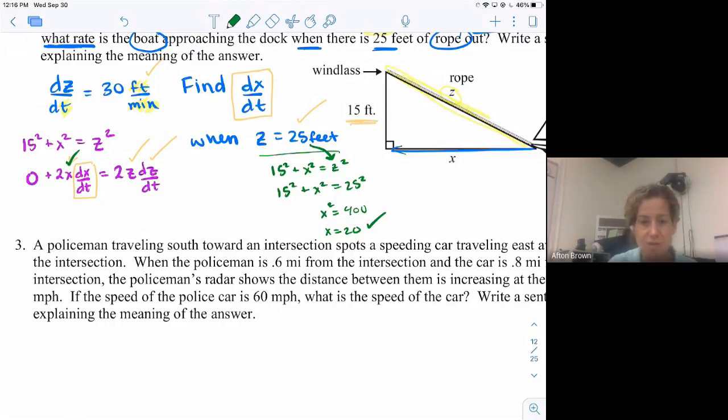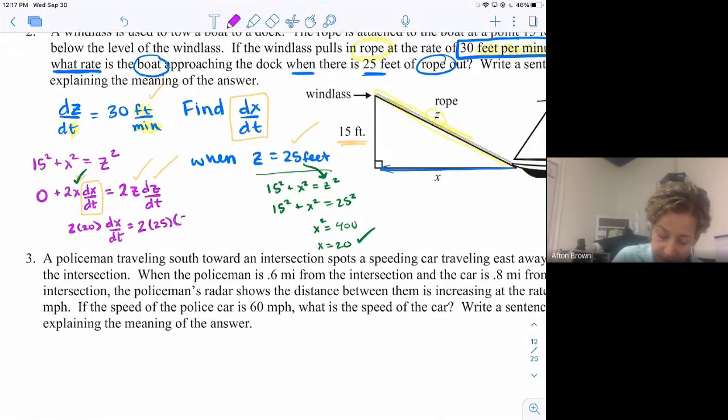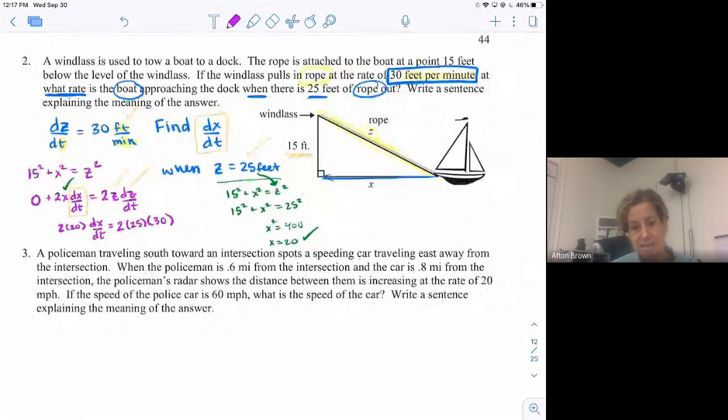So generally you have to do some work to find one of the variables, but it's not a lot of work. You just have to use the given information in the equation. So now I can say, okay, let's see what we've got. We have 2 times 20 because x is 20. dx/dt, that's the thing I don't know, so that one stays the variable. 2z, they told us z was 25. And they told us dz/dt is 30. Oh, and I just thought of something. I wrote dz/dt as 30. Is z growing in length or shrinking in length as the boat comes in?